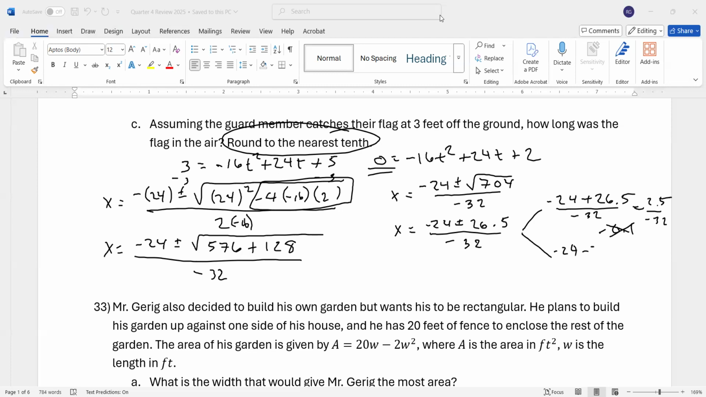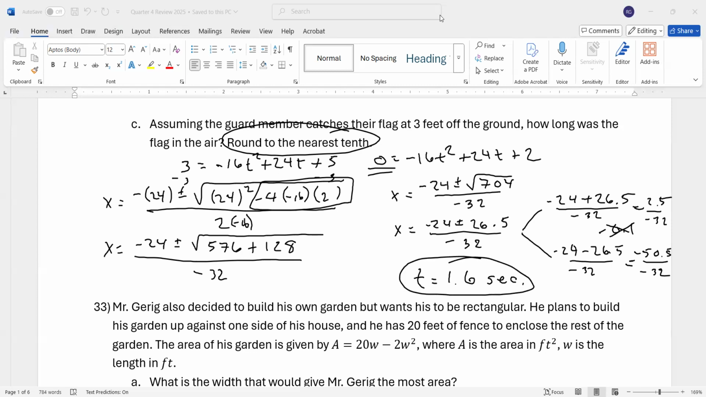Negative 24 minus 26.5 divided by negative 32. So negative 24 minus 26.5 is negative 50.5 divided by negative 32. I get 1.57, so 1.6. Again, this is a time. So the time is 1.6 seconds.